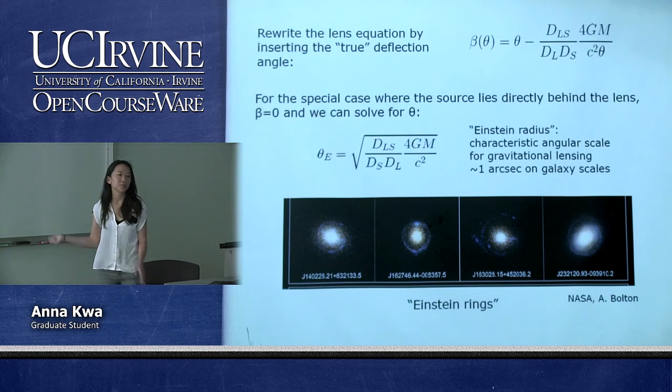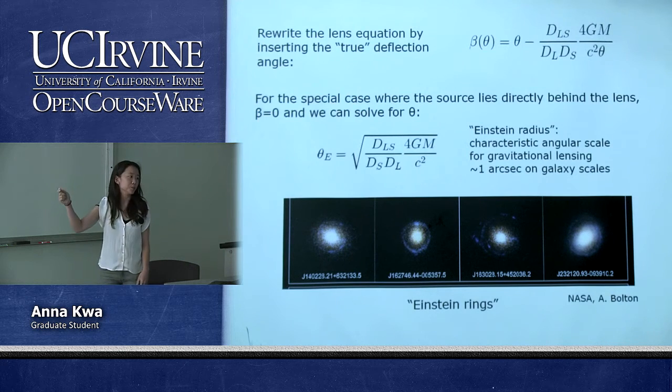If you're looking at a smaller scale, like some star, a couple stars in our own galaxy, then this is not observable. But you can see some lensing effects. I'll get to that later.